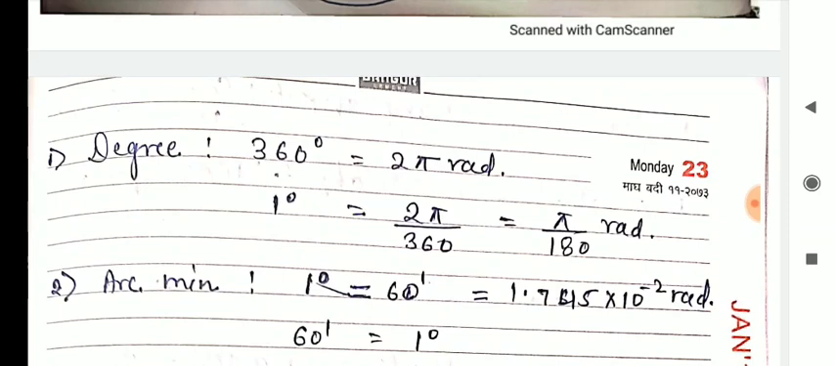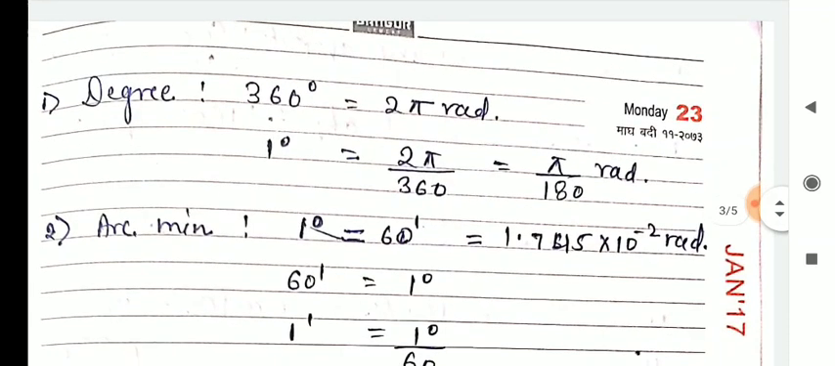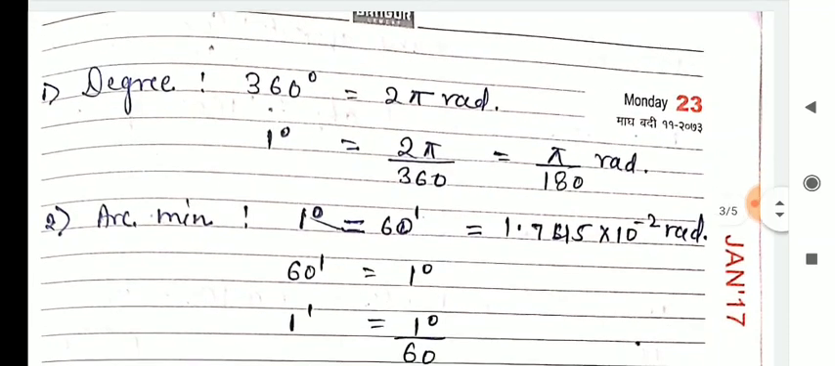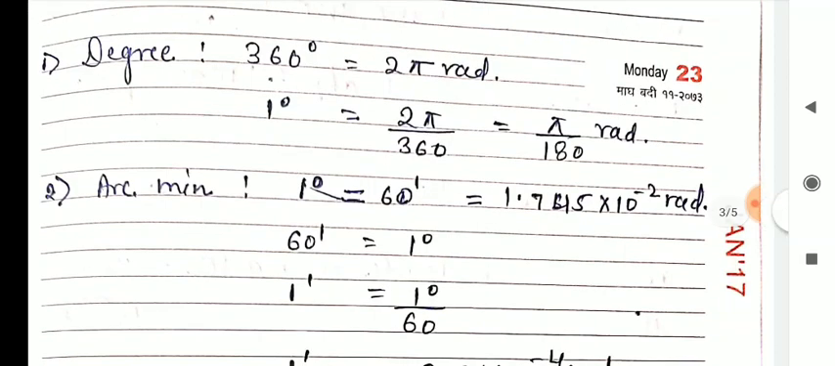So if we calculate the value of 1 degree, we can write 360 into 1 degree equals 2 pi radian. So the value of 1 degree will be equal to 2 pi upon 360. That means 1 degree will be equal to pi upon 180 radian. This is the simple conversion. We do not have any problem with this conversion.